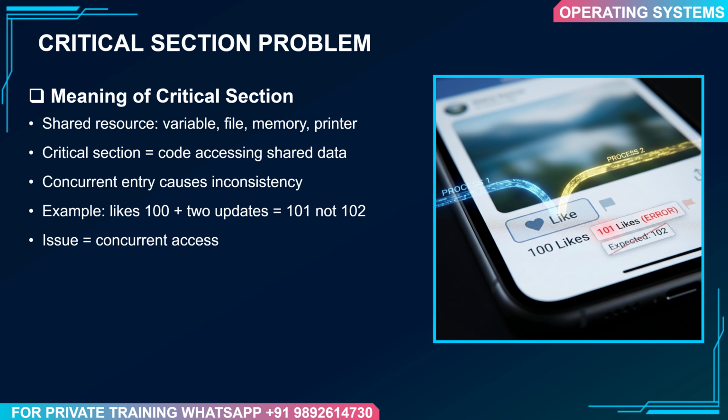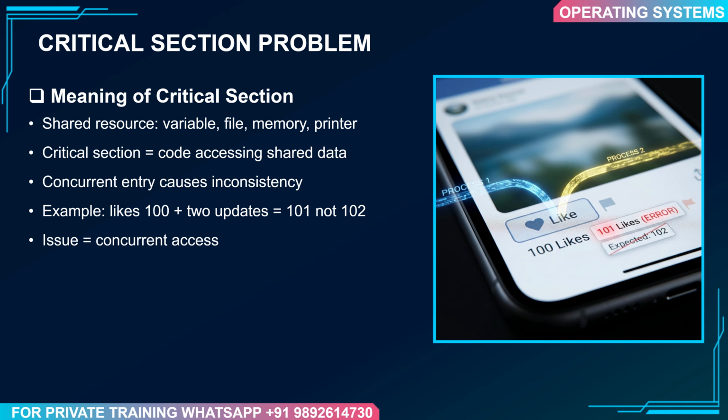The part of a program where shared data is accessed or modified is called the critical section. This section is critical because if two or more processes enter it at the same time, the shared data may become inconsistent. For example, suppose a social media post has 100 likes and two users hit the like button at the same time.